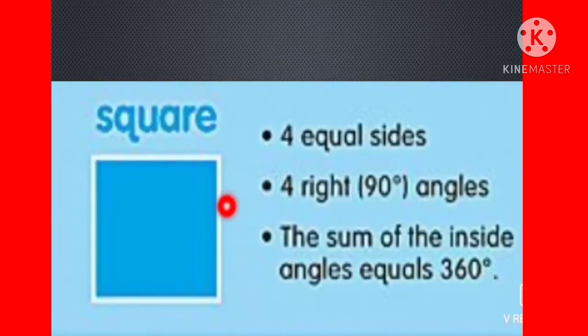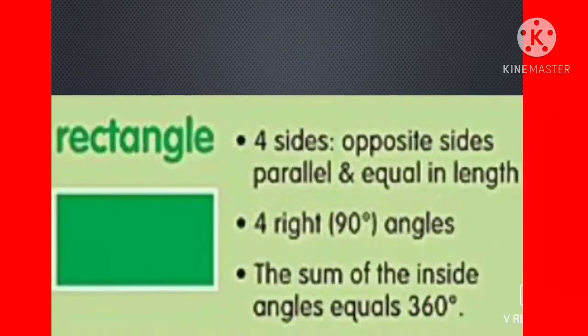Square. It has 4 equal sides, 4 right angles. The sum of the inside angles equals 360 degrees. Rectangle. It has 4 sides and opposite sides are parallel and equal in length. 4 right angles it has. The sum of the inside angles equals 360 degrees.